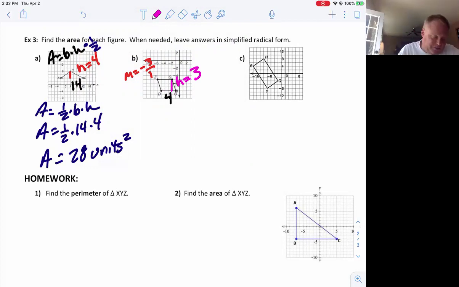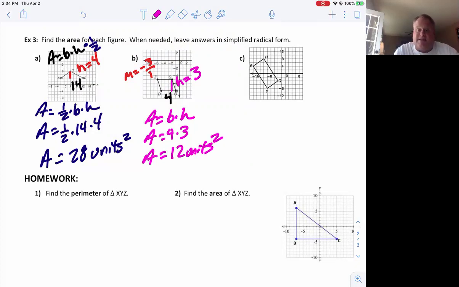Okay, so now let's simply do the formula. So area equals base times height for a parallelogram. So area equals 4 times 3, or simply 12 units squared.